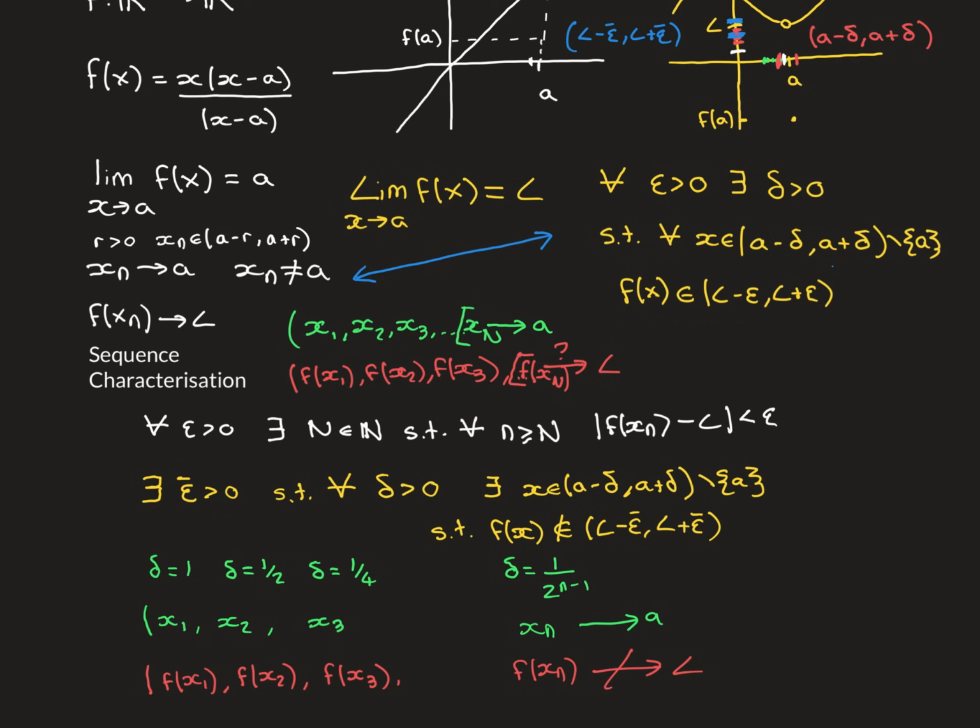So if this is not true, then this again must be true: that there exists some epsilon bar greater than 0 such that all the delta intervals that you consider have an element inside of them that is not A itself, that is mapped outside of the epsilon bar interval around L. Now we need to show, as we did before, that if this is true, we are able to construct a sequence that converges to A where the image sequence is not going to converge to L, contradicting our initial assumption, but this time our sequence is going to need to be in this restricted interval.